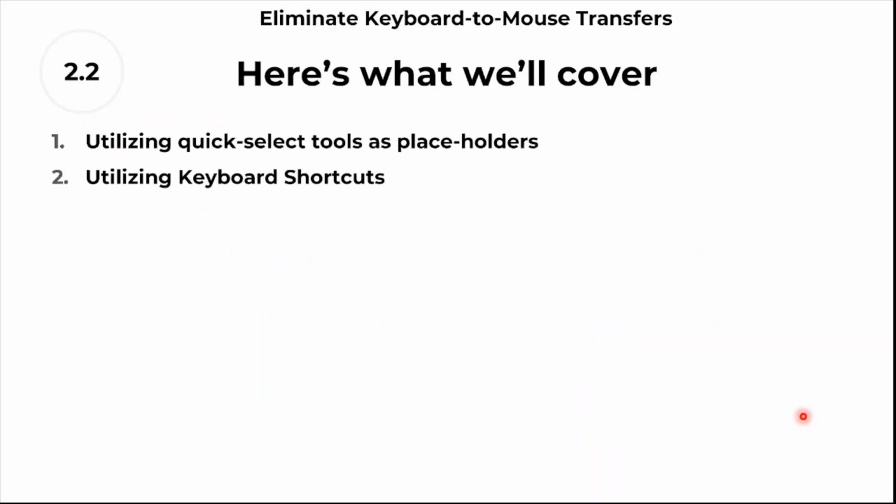Here's what we're going to cover in this module. Actually, we already did cover this and we will reaffirm it: utilizing quick select tools as placeholders and now utilizing keyboard shortcuts. So we're going to add keyboard shortcuts into our workflow when we want to keep an emphasis on these quick select tools as placeholders. These are things such as underscores and asterisks.